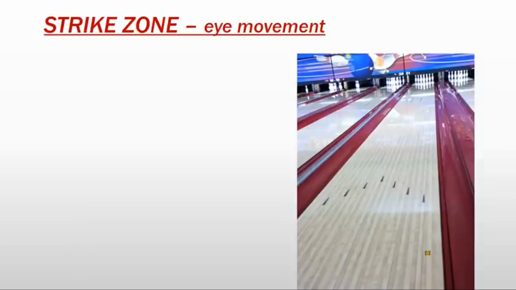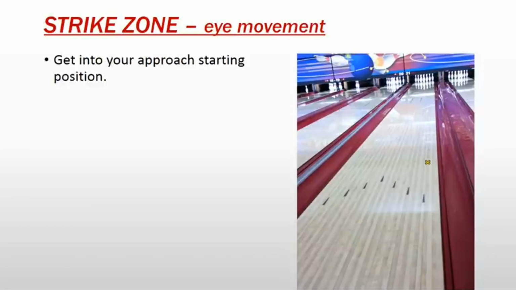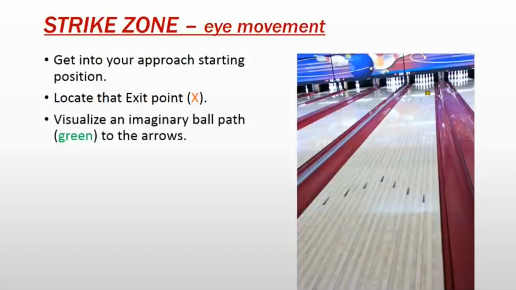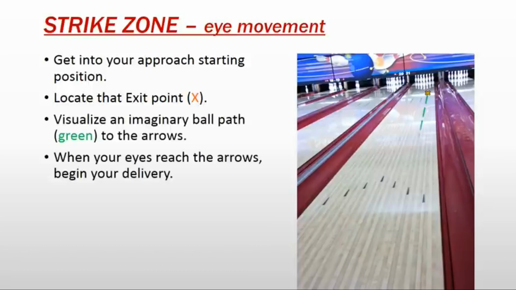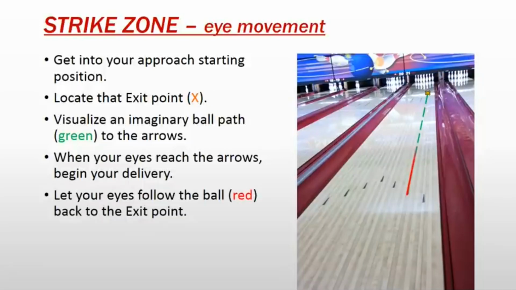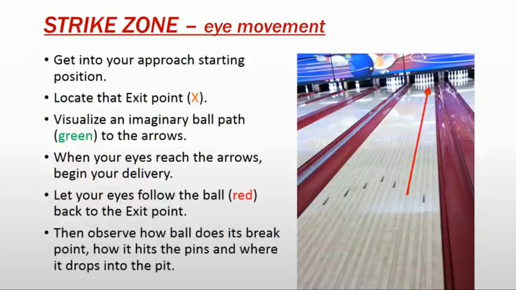This illustrates ball path targeting for strikes. This method trains your eyes from wandering. Get into your approach starting position. Locate that exit point. Slowly visualize an imaginary ball path to the arrows. When your eyes reach the arrows, begin your delivery. Let your eyes follow that ball back to the exit point. Then observe how the ball does its break point, how it hits the pins, and where it drops into the pit.